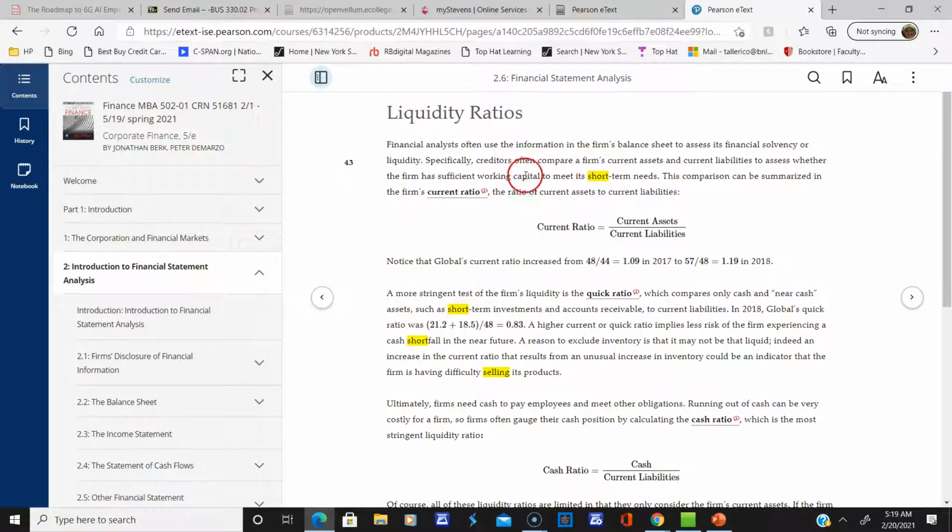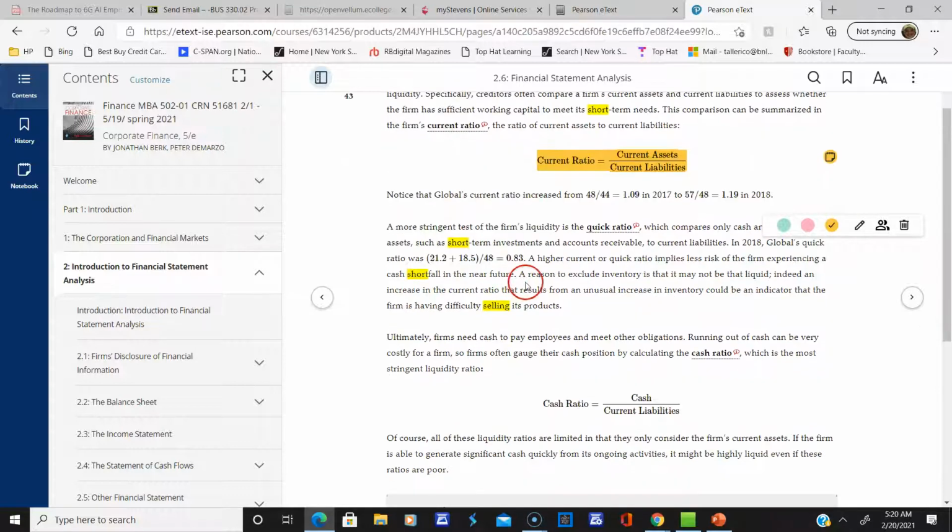All right, now liquidity ratios. Basically, they're going to tell you how liquid the company is, right? And the current ratio is the first one. That's current assets over current liabilities off the balance sheet. Again, please go by these numbers and look where to find them, because they use this global company throughout the chapter. Okay, and then there's the quick ratio.